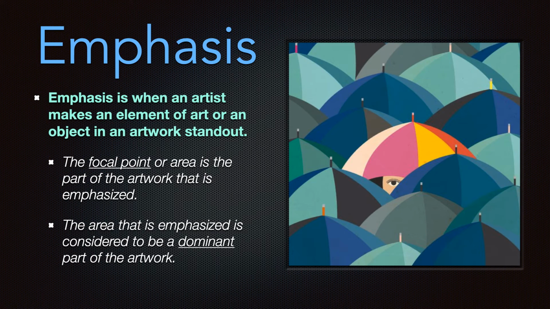Notice the painting here of all the umbrellas. One umbrella stands out because it is emphasized by a different color. We also see a person's eye that seems to be staring back at us. All the other umbrellas feature cool colors. The one umbrella that stands out, or is the focal point, which we look at first, is painted with warmer colors. It has a dominant effect over all the other umbrellas, even though it's the same size and shape.